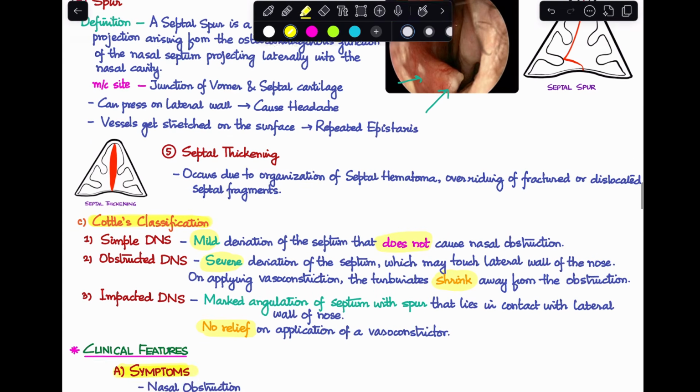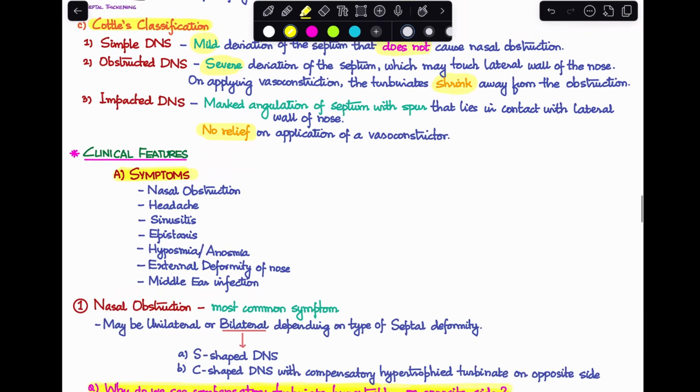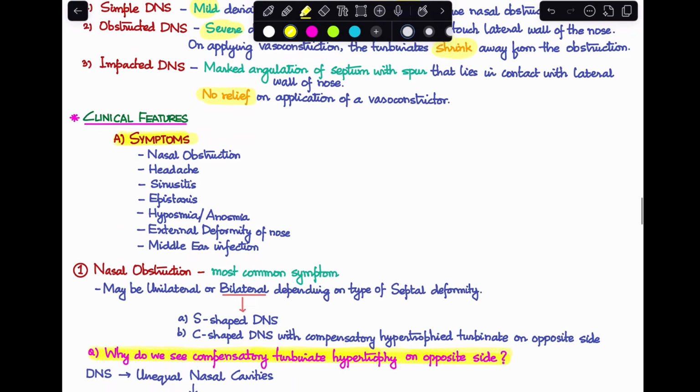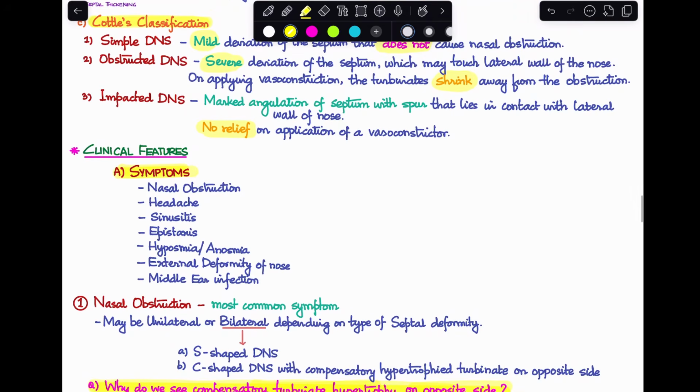Next, let's talk about the clinical features that a patient will come to you with. First, let's discuss the symptoms, and then we'll move on to the signs. The symptoms you'd be seeing are nasal obstruction, headache, sinusitis, epistaxis, some smell abnormalities like hyposmia or anosmia, external deformity of the nose, and middle ear infection. Now let's discuss each one of these.